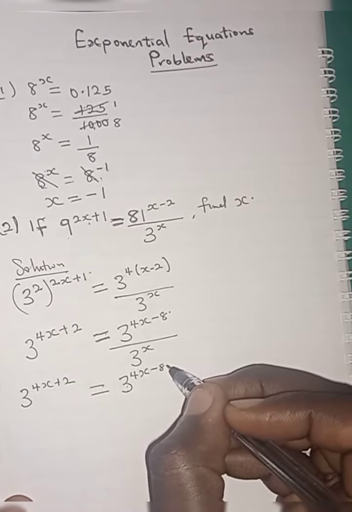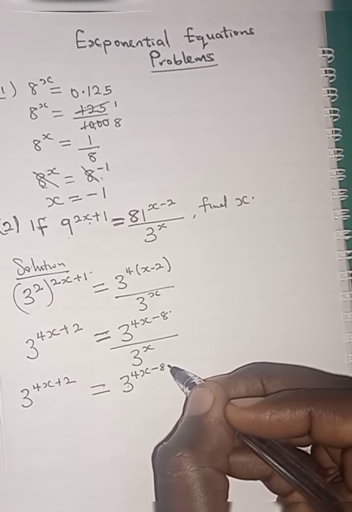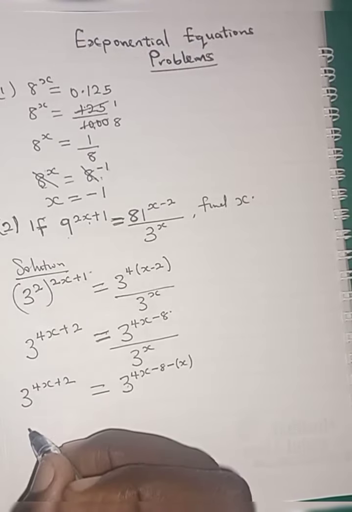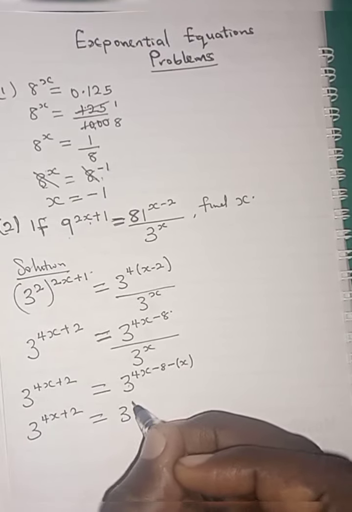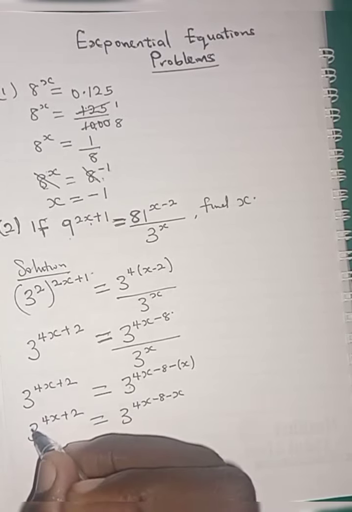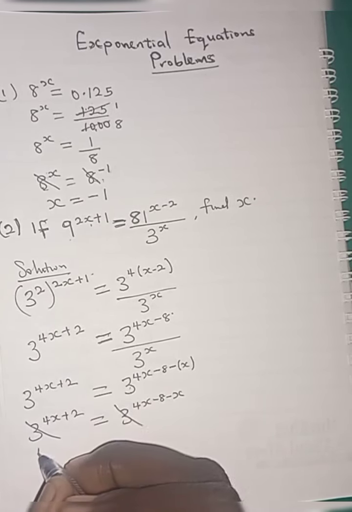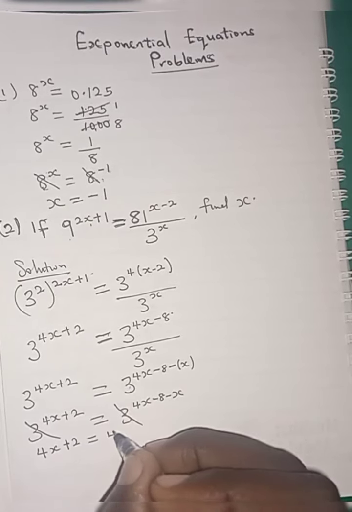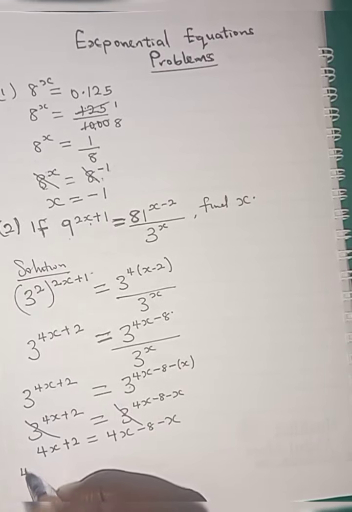So 4 raised to the power x minus 8, then it's going to be minus x. Then we are going to have 3 raised to the power 4x plus 2 equals 3 raised to the power 4x minus 8 minus x. Then we can now cancel out the base. So we are going to equate the powers now. The powers are going to equal each other. Then we have this. Then we can now collect like terms.